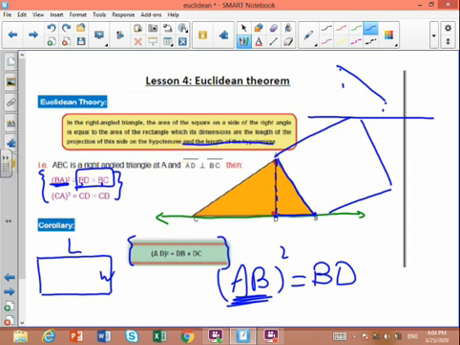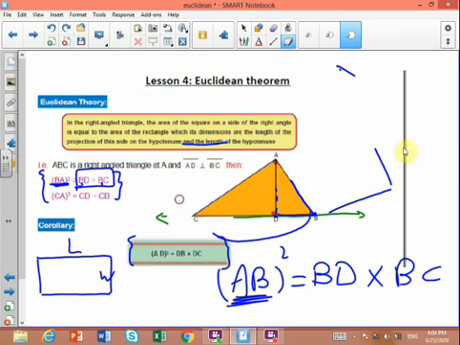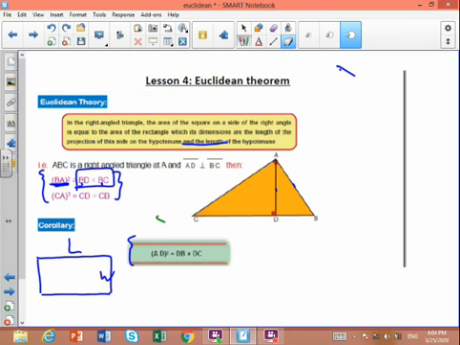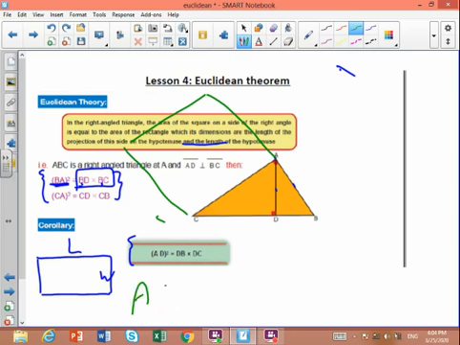And the length of the hypotenuse itself times BC, the length of the hypotenuse. Is it clear? Okay, going to the other side, the same. The area of the square drawn on the side of a right angle triangle, the area means AC square, equals the area of the rectangle. Its dimensions are the length of the projection.